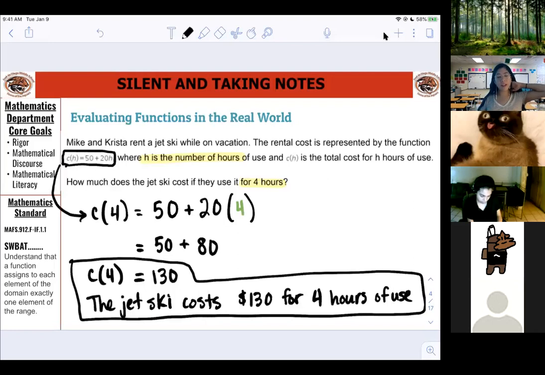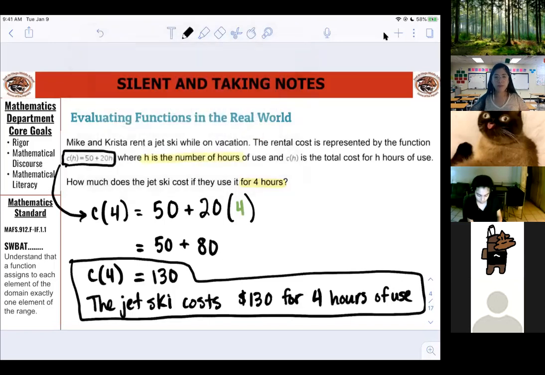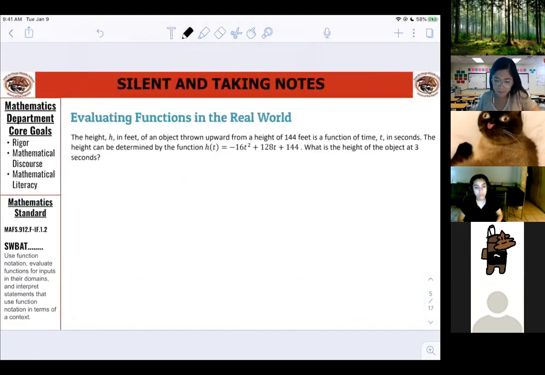So notice we're not doing anything different. All we had to do was plug something in, just like we've been doing. Does anyone have any questions on this problem so far? All right, take a couple more seconds to finish writing. And let's go ahead and check out the next one. It's very similar. Can I have a volunteer read this one for us, please?